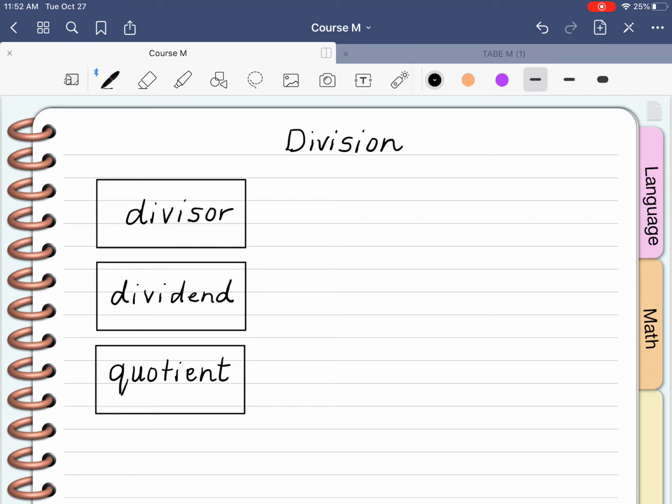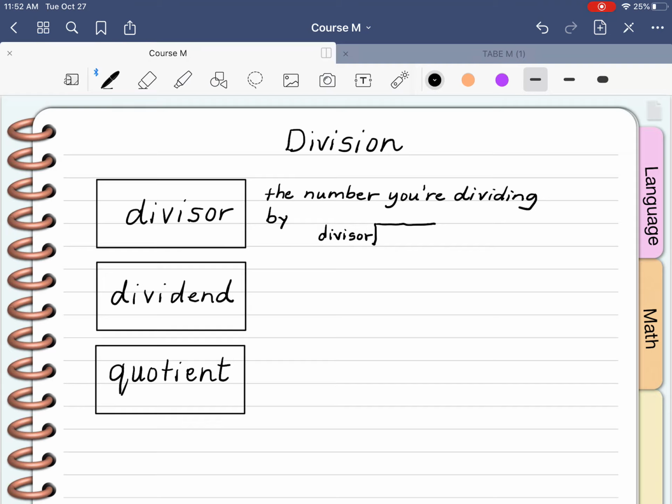There are 3 division terms that I do want you to know. The first one is the divisor. Divisor. This is the number you're dividing by. And if you write this out in a division problem, your divisor is on this side of that little house. Divisor.